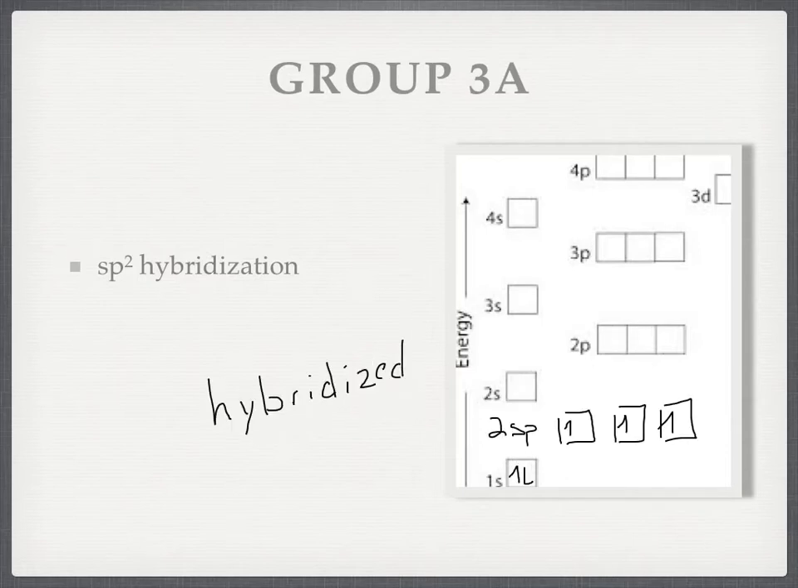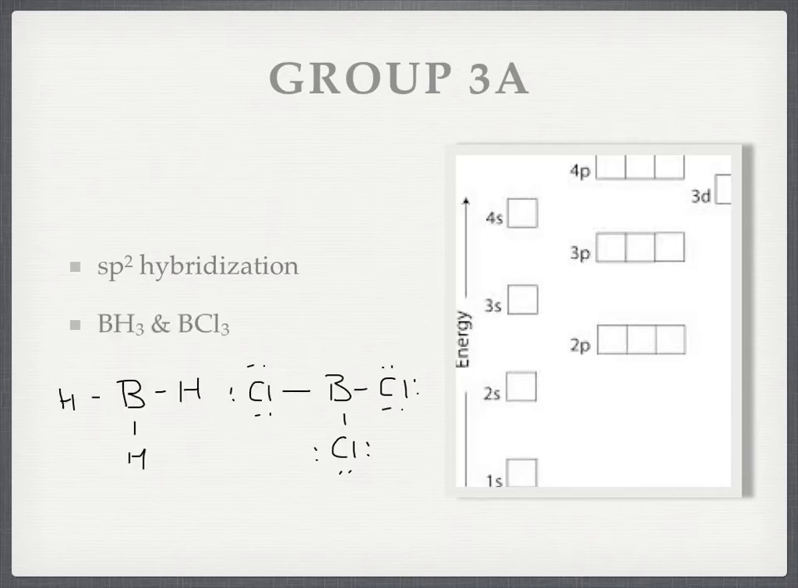And this becomes what is a hybridized bond. It is an sp2 hybridization bond, because you've got 2 p sublevels there, or orbitals. And here's a couple examples. Boron can do this. It forms BH3 and BCl3. Those are all hybridized bonds. Each one of these would be known as an sp2 bond.